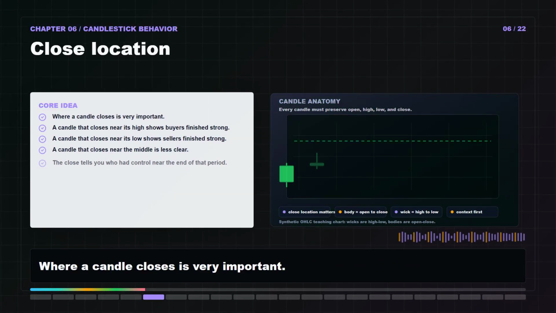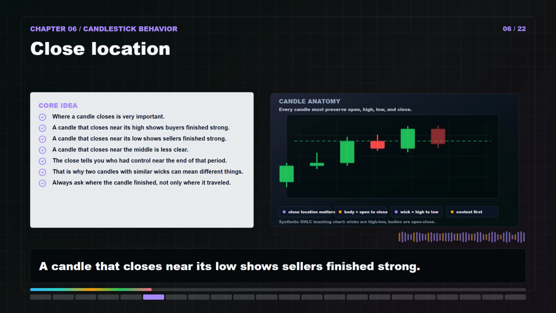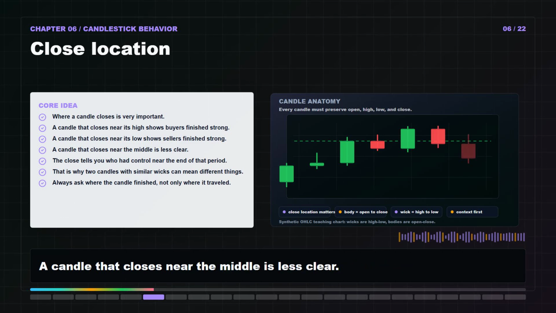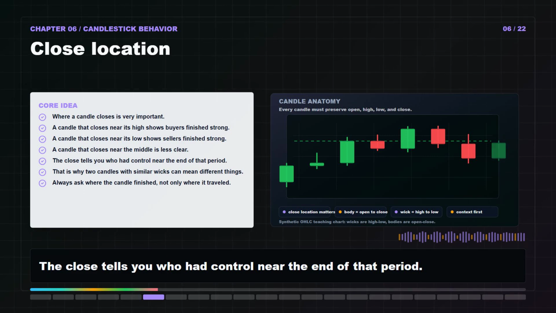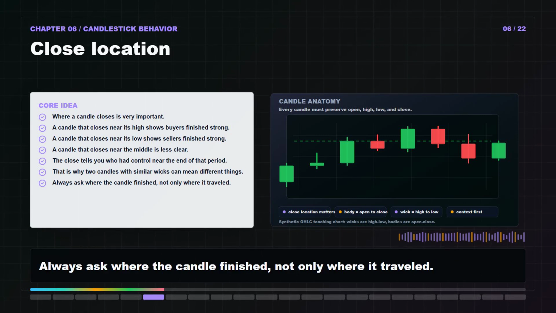Where a candle closes is very important. A candle that closes near its high shows buyers finished strong. A candle that closes near its low shows sellers finished strong. A candle that closes near the middle is less clear. The close tells you who had control near the end of that period. That is why two candles with similar wicks can mean different things. Always ask where the candle finished, not only where it traveled.